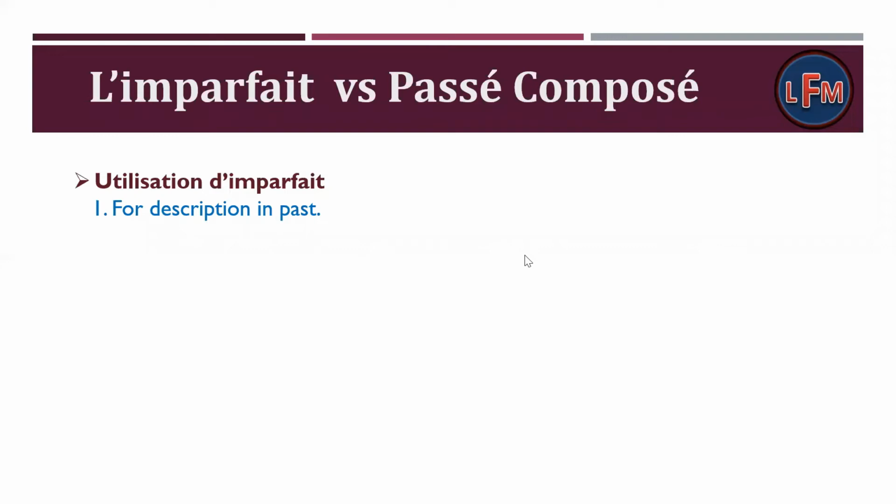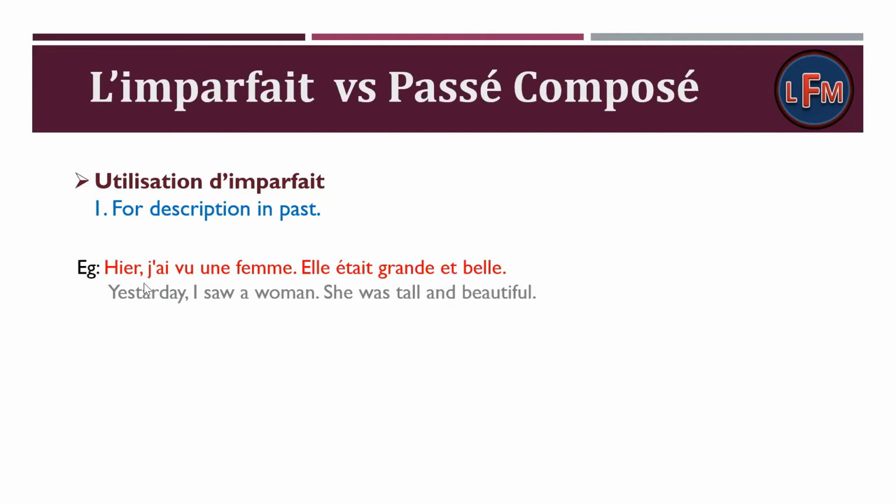So when do we use Imparfait? We use Imparfait for description in the past. Hier, j'ai vu une femme. Elle était grande et belle. Yesterday, I saw a woman. She was tall and beautiful.